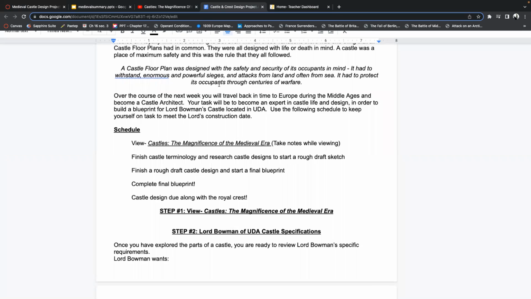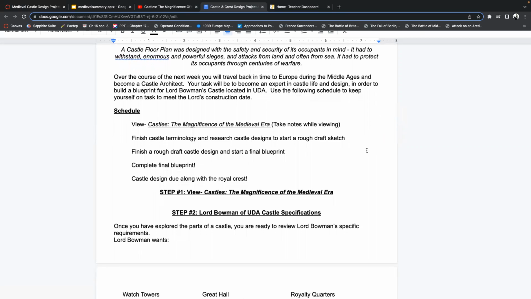All right, so continuing on here. Caroline, you want to read the next two paragraphs? It had to withstand enormous opposition and attacks from land and other countries. Centuries of warfare. Your task is to become an expert in castle design in order to build a blueprint for Lord Bowley's castle. Use the following tips to keep yourself on task. All right, good job.